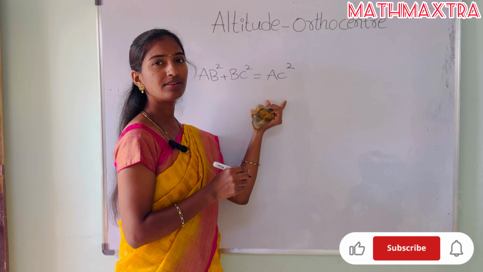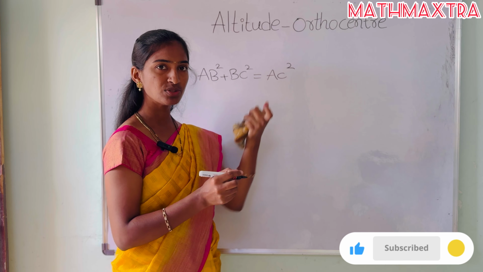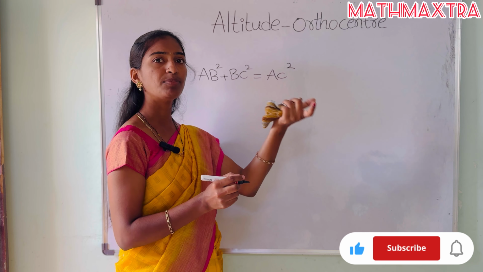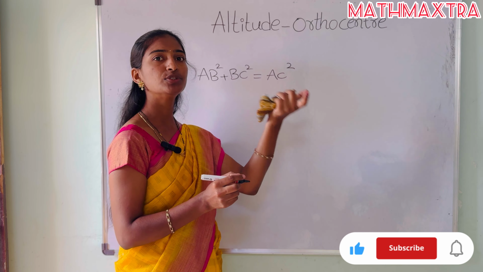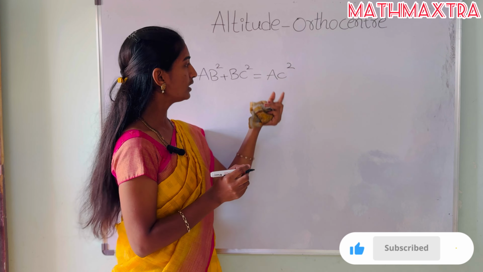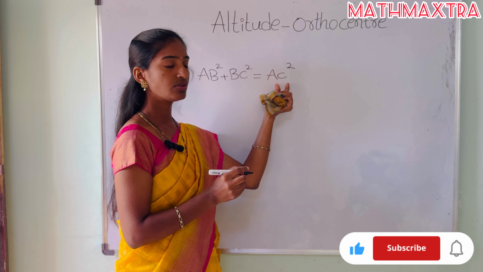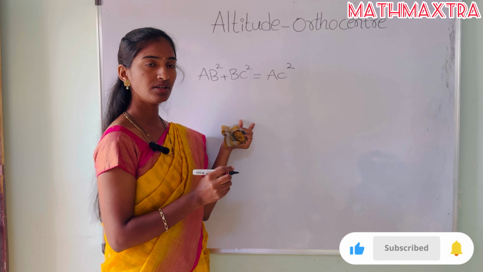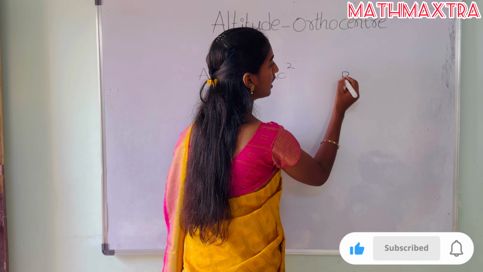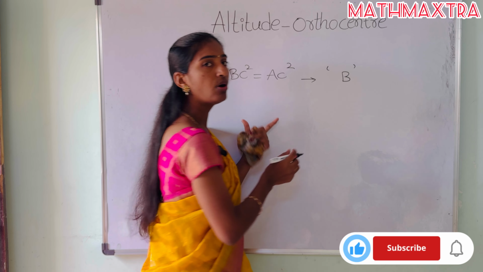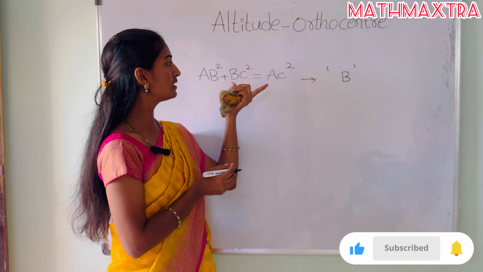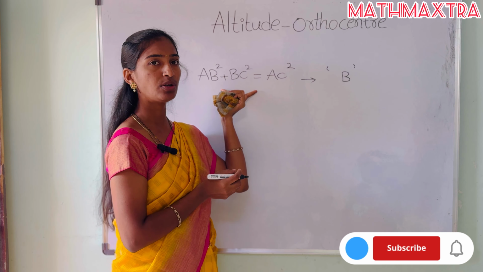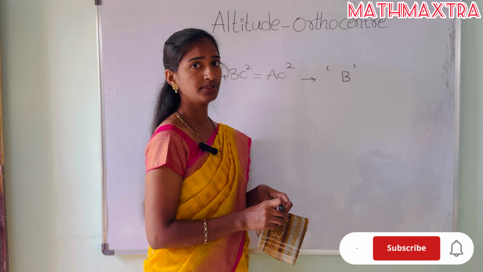So where is the vertex at the right angle? It is always opposite to the hypotenuse. AC is the hypotenuse, so the vertex opposite to AC is B. So B is the orthocenter of this triangle. By looking at this statement only, we are finalizing that the orthocenter is B. In this way, you can easily identify where the orthocenter of the triangle is. Okay, thank you.